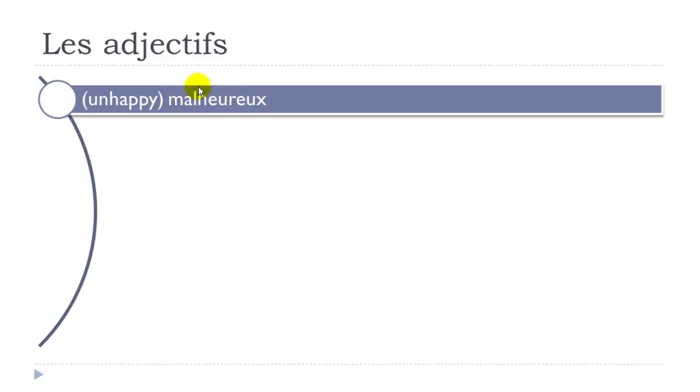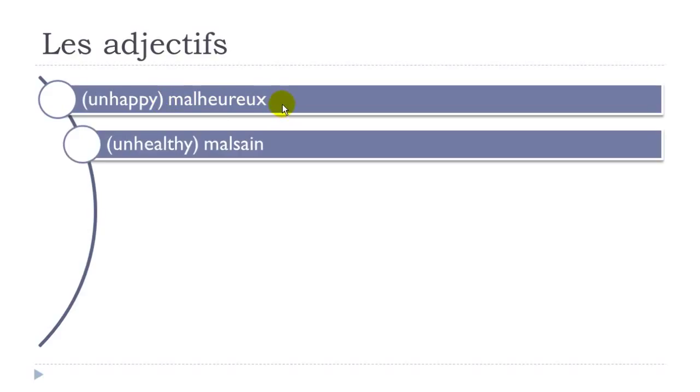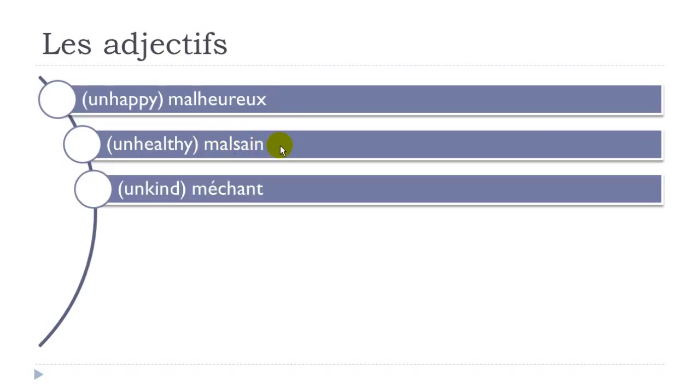Malheureux. H doesn't exist, okay, so you get mal, heureux. Final X not pronounced. Malheureux. Malsain. A-I-N together, it's a nasal and it's un. Malsain. Méchant. Final T not pronounced. Then C-H, ch, chant, méchant.